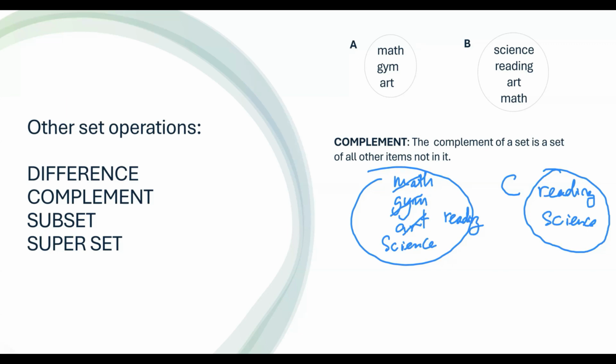Now, if you try to get the complement of B, you do exactly the same thing. You find the union of the two, and then you cross out everything that you see in B. In that case, if you cross out everything you see in B, the complement set for B will be just gym, just one item.